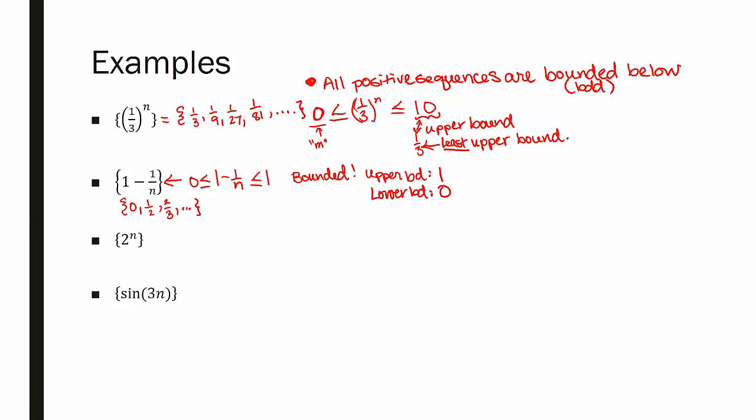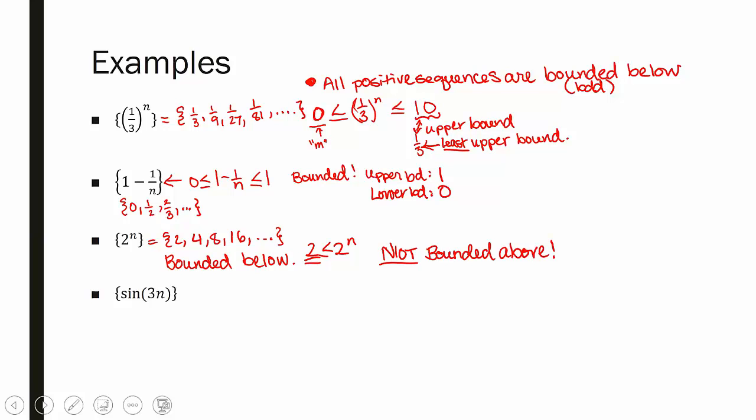Next, let's look at the sequence 2 to the n. So this is the sequence 2, 4, 8, 16, and so on. In this sequence, every term is positive, so it's bounded below. The sequence 2 to the n is always greater than or equal to 2. So I do have a lower bound, but notice it is not bounded above. There is no upper bound to this sequence.